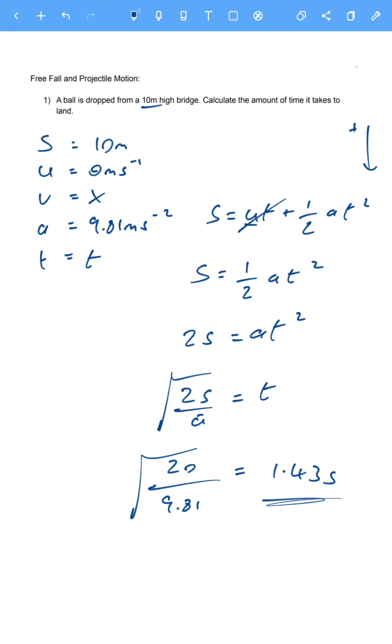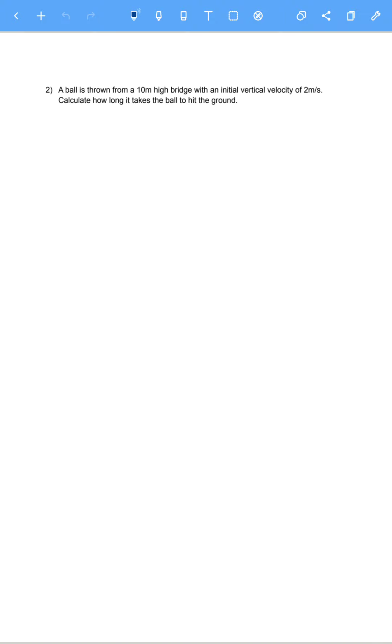Let's have a look at another one. So this one is actually much more challenging. If you want to have a go at this one and get this right, then that's very impressive. So if you want to pause and attempt this one, and then I'll take you through the full solution.